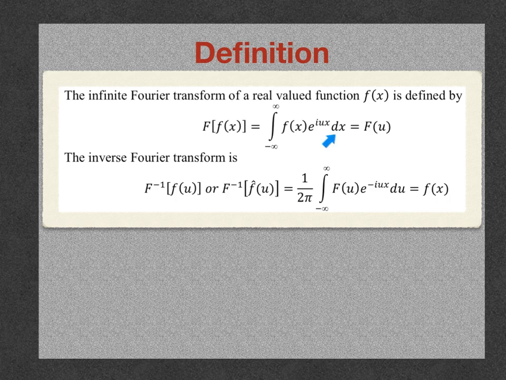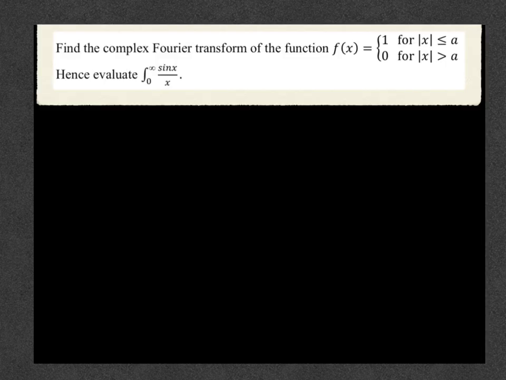So in operating the Fourier transform, we are integrating with respect to x and we are taking e power plus. On operating the inverse Fourier transform, we are taking 1 by 2 pi outside, operating on F of u e power minus, and integrating with respect to u. So let's start solving problems. We have here a very important problem for exams also.